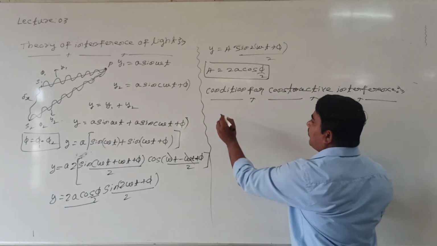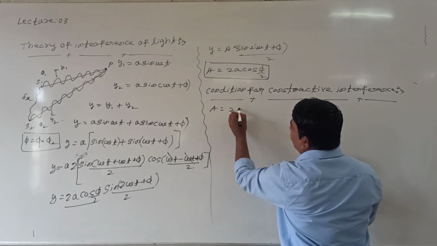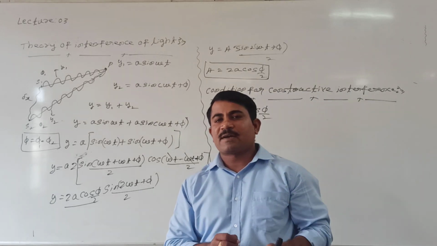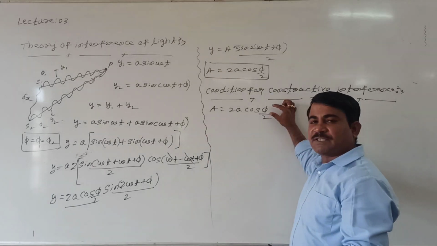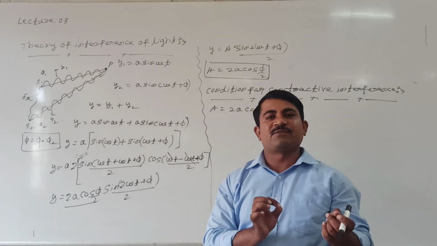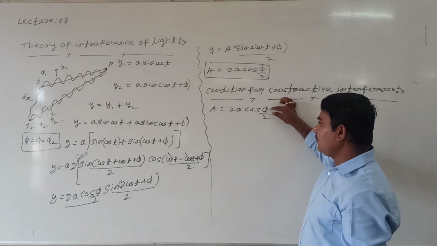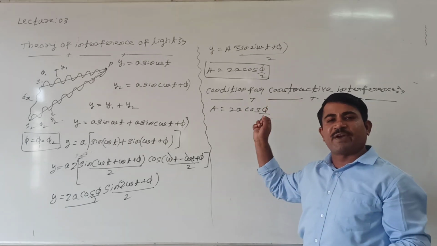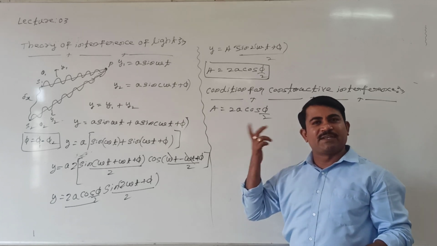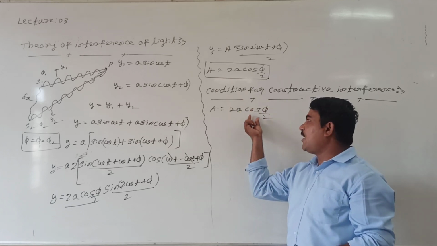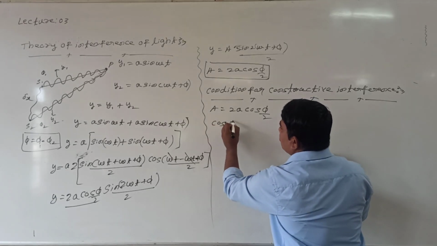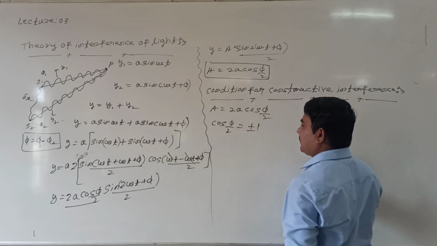What we know is the amplitude of the wave is given by A equals 2a cos phi by 2. For constructive interference, maximum amplitude is possible. For maximum, this cos phi by 2 must be equal to 1 in value. Wherever cos 0 is 1, or cos 2 pi is 1, or cos 4 pi is 1, cos 6 pi is 1. To get maximum amplitude, this value must be 1, so cos phi by 2 is either plus or minus 1.